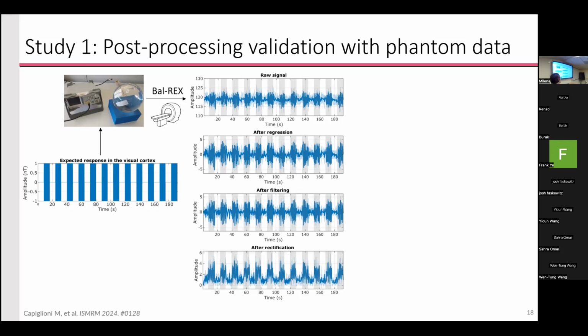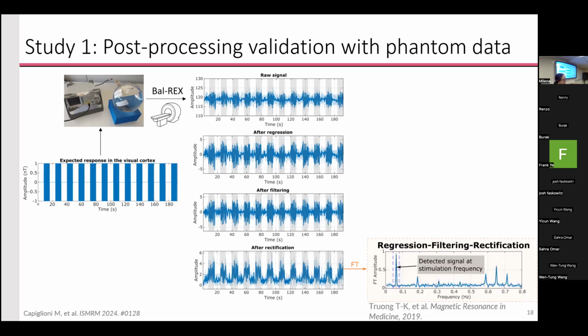And then if we rectify the signal, we have a periodic signal at the stimulation frequency. So if we do a Fourier transform, we have a peak at the frequency we want to detect. And that is our contrast. So every time I say we are looking at variance, we are looking at the Fourier transform of the signal at the stimulation frequency.